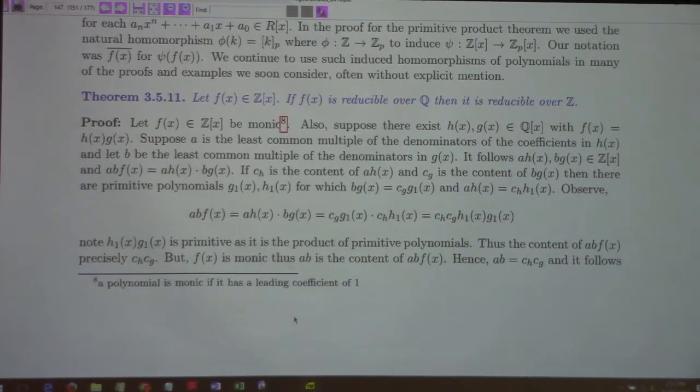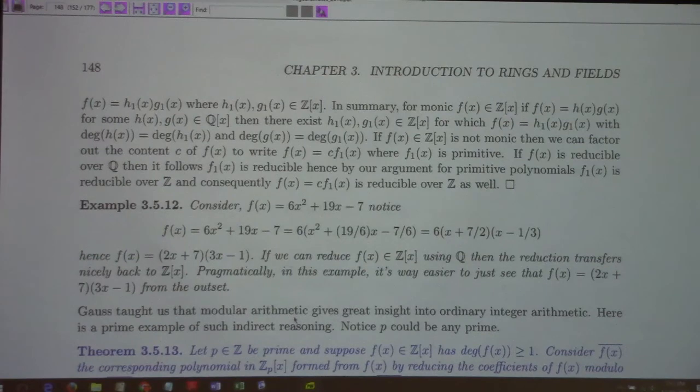And then the thing is that h1 g1 is the product of primitive polynomials, which is primitive, which means that the content of this is ch cg, and so I can realize that ab must be ch cg. If I divide this by ab, or by ch cg, whatever you like, f(x) is equal to h1 times g1. And so we have f(x) equal to h1(x) g1(x), where these are polynomials in Z. In summary, for a monic polynomial in Z, if you can reduce it like this for some h(x) and g(x) in Q[x], then there exist h1 and g1 in Z[x] which factor it.